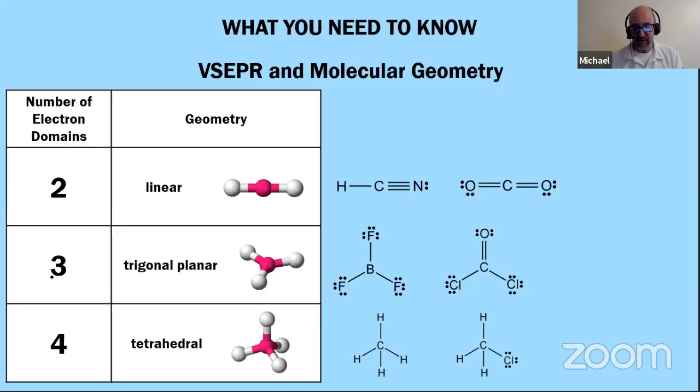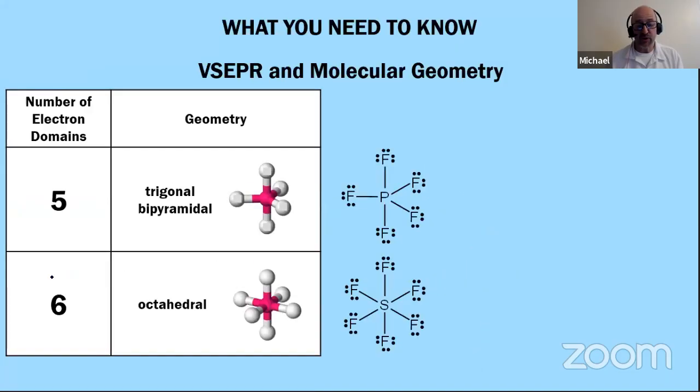Notice that I don't count a double bond or triple bond twice. This is still considered 2 electron domains. This is considered 3 electron domains. And again, I showed you these molecules before. So the phosphorus pentafluoride and the sulfur hexafluoride have the following geometries.